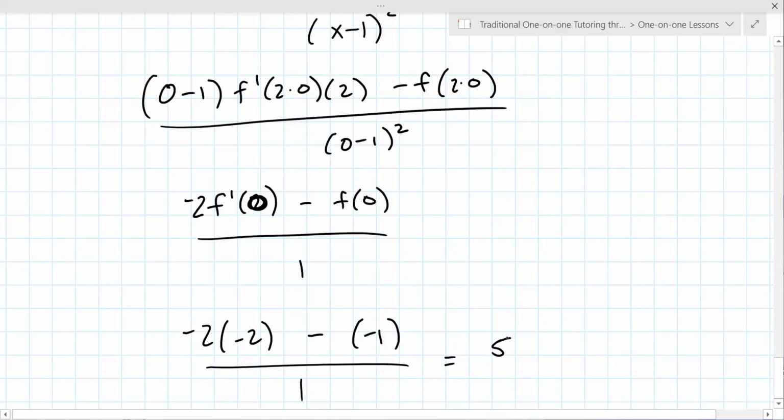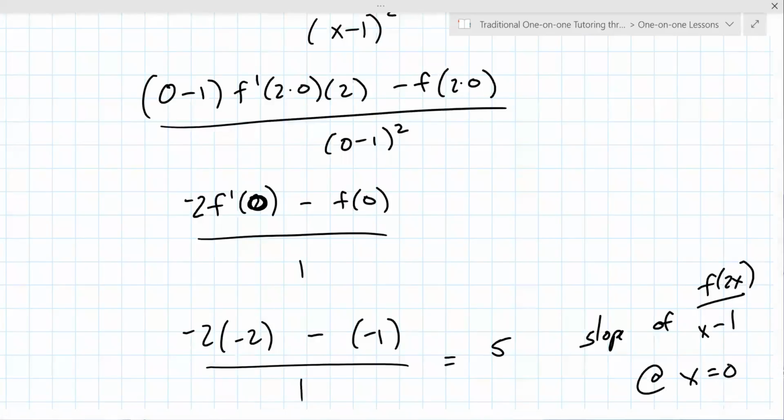So that's like your what? Is that your slope or is that just a point? That's your slope of f of 2x over x minus 1 at x equals 0. So isn't that also the derivative, because slope is the same as the derivative? Well, yes, it's the derivative at this particular point, the slope at this point, yes.